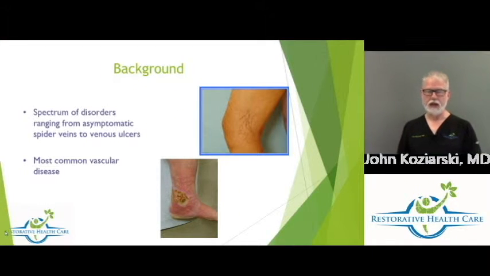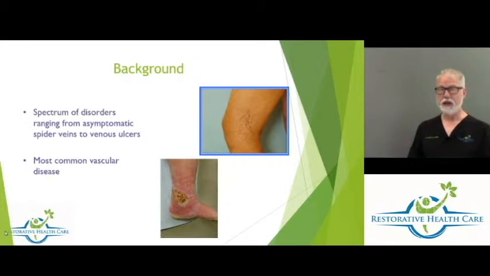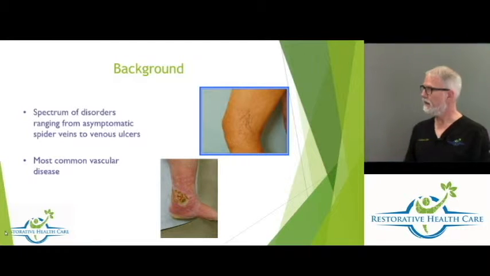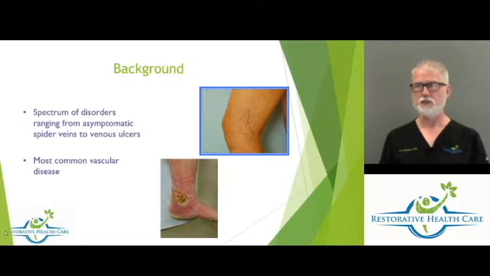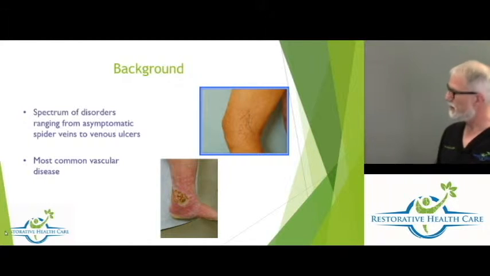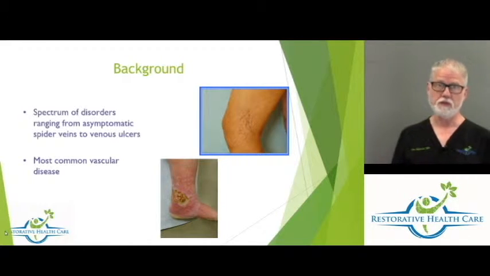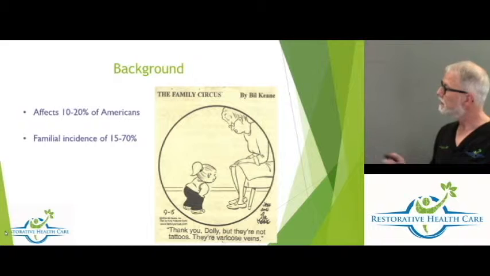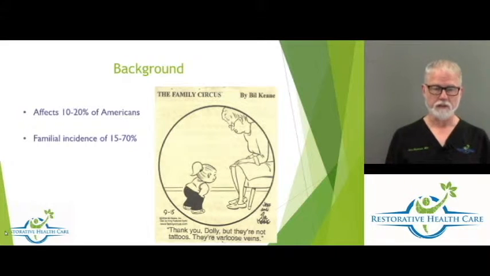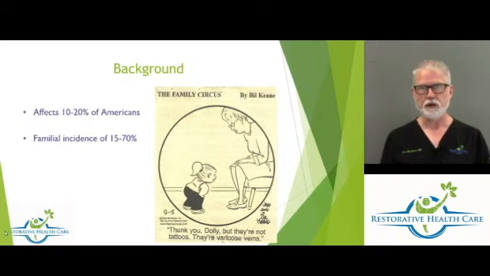Varicose veins is a very common disease. It's the most common vascular disease, and it can range from anything from the small spider veins that we can see all the way up to sores and ulcers and infections in the legs and anything in between. And it can all be due to the underlying cause of varicose veins. It's very common. It affects at least 10 to 20% of Americans and almost always runs in families.